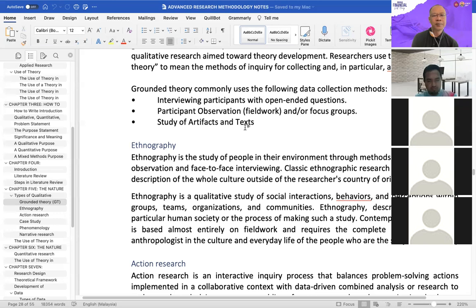We call it text analysis method. Yes. Usually, I'm not sure, but my friend from the history field and the language field use these techniques. Yes, history field and language field.